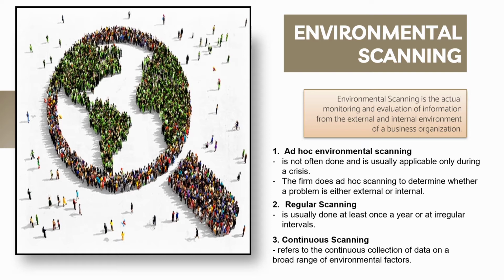Number 2. Regular scanning is usually done at least once a year or at regular intervals. Regular scanning systems revolve around a regular review of an environment or significant environmental components. This review is often made annually.